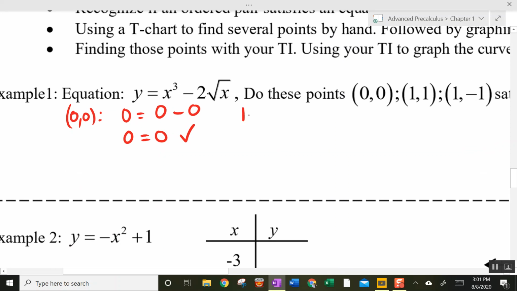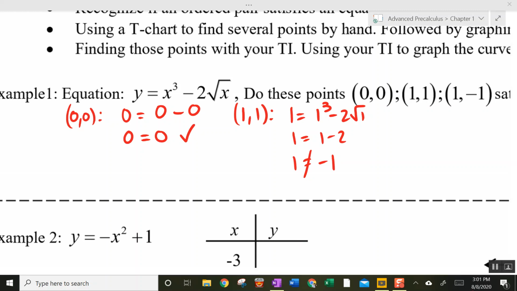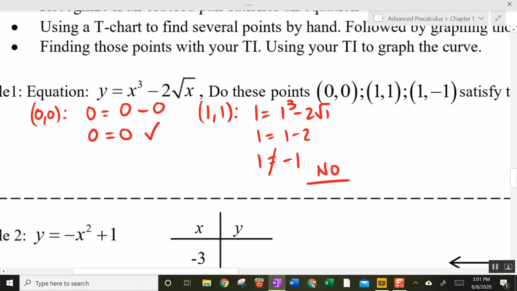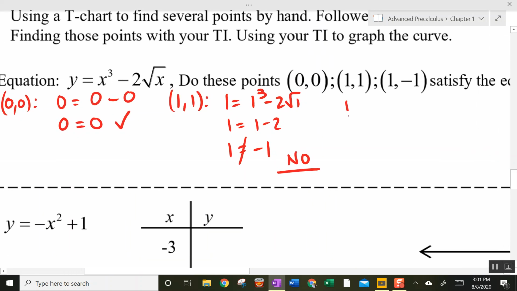Second point. Again, show what we're plugging in. We evaluate it for y, and then 1 cubed minus 2 root 1. This is 1 minus 2, or 1 is equal to negative 1. That is not true. So this one over here is not on the curve. Definitely does not satisfy this equation. Last one.